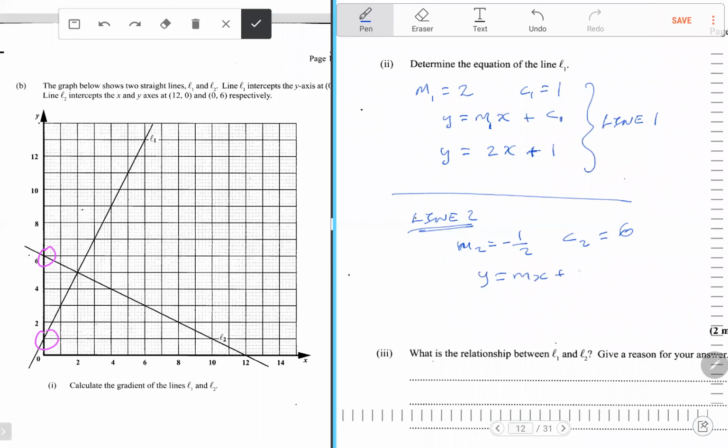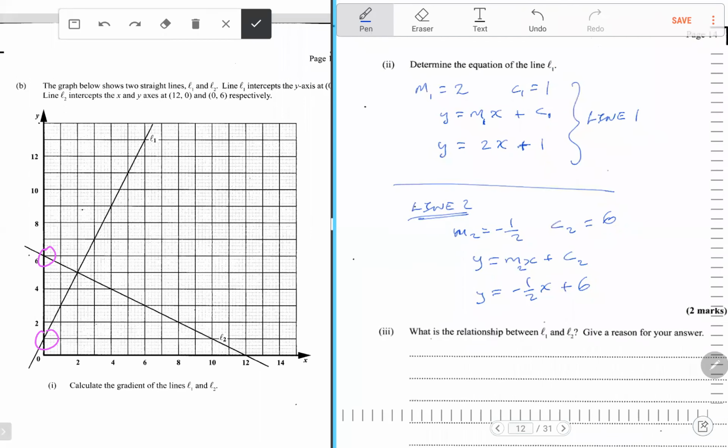When you know the gradient and the y-axis intercept, you don't need a calculation, you just use the values. Talking about line 2, the gradient of line 2 and the c for line 2, it will be y equals -1/2 x plus 6 if they wanted line 2. But they wanted line 1, though they could have wanted line 2 instead.